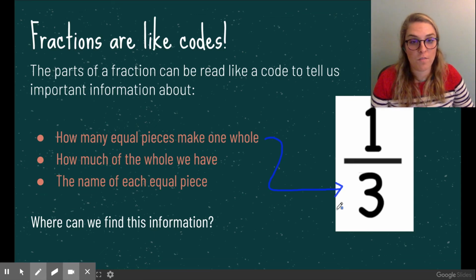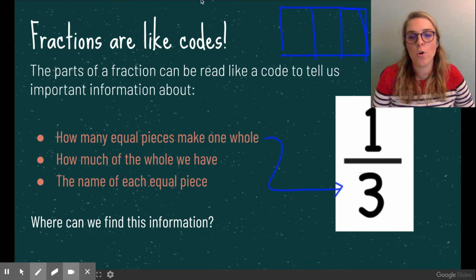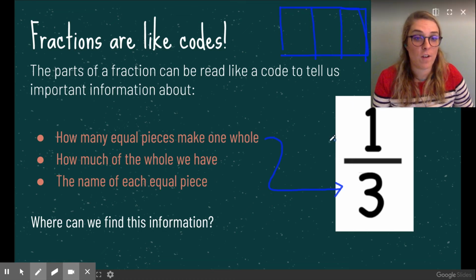So I know that if I were to draw this, maybe right here, say I have this rectangle. I need to split it into 3 equal pieces. Those don't look quite equal, but I need you to work with me. I need to split that into 3 equal pieces in order to find this fractional amount.